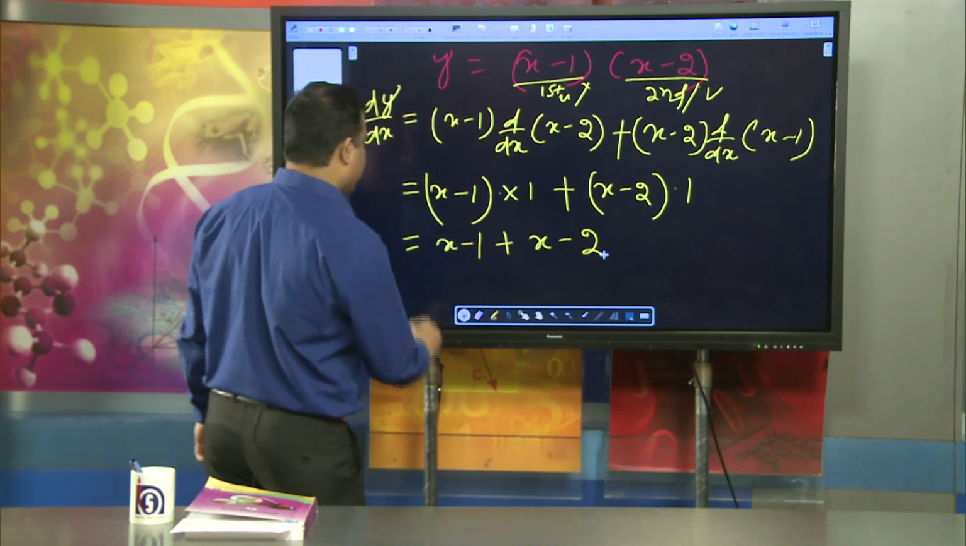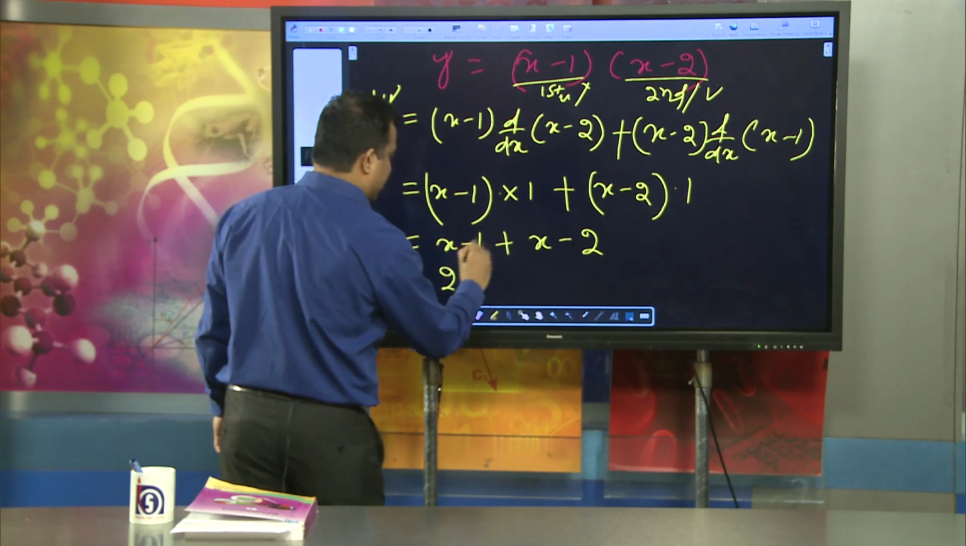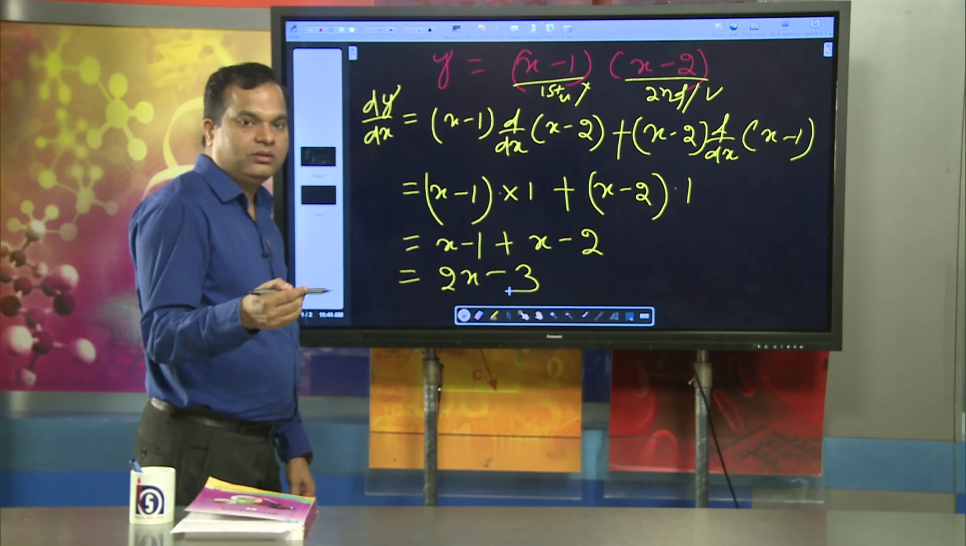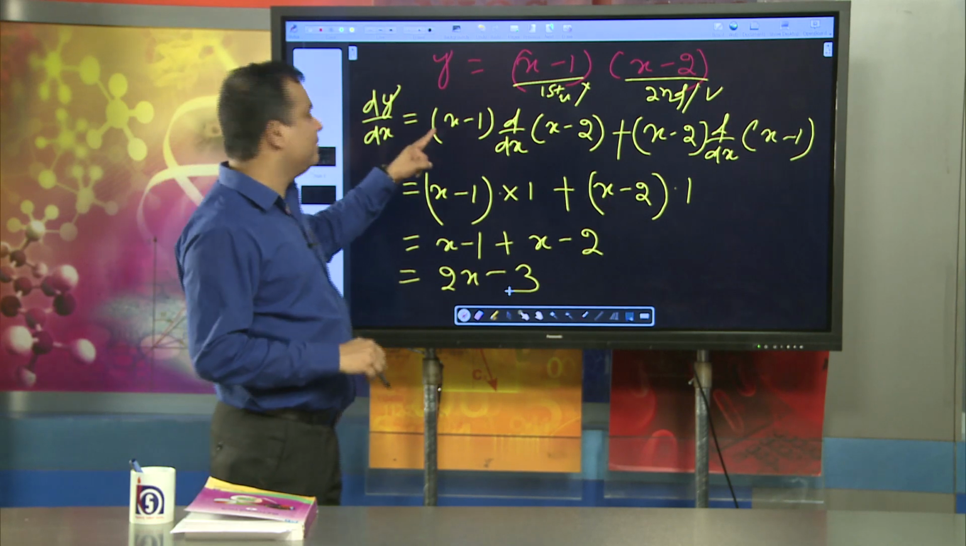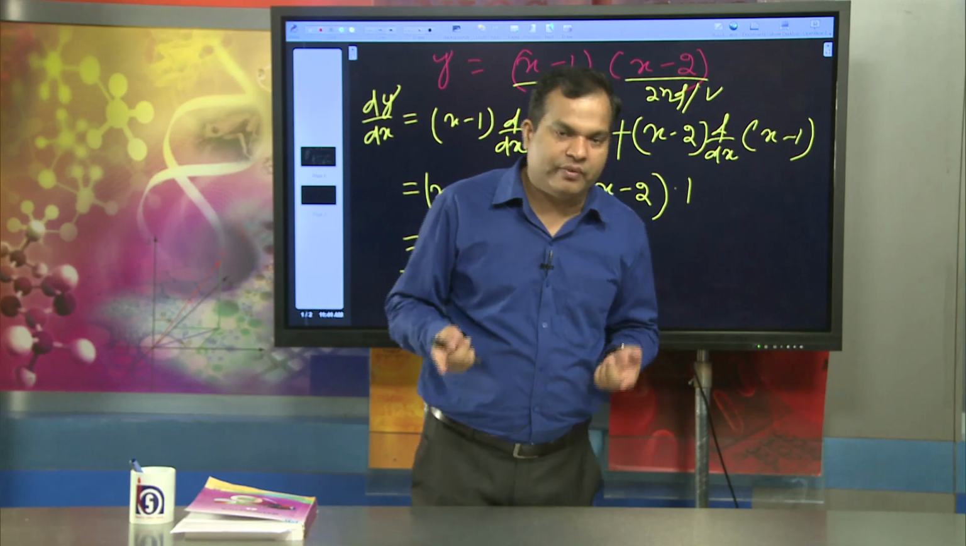That value equals x plus x, which is 2x, minus 1 minus 2, that will be minus 3. That is the way to find the derivative of a product of two functions. That formula is very important. It is called first into derivative of second plus second into derivative of first.